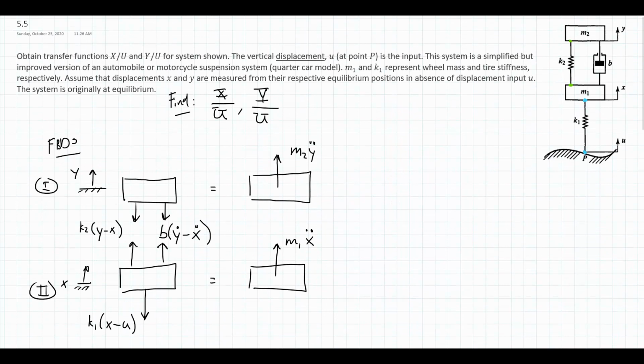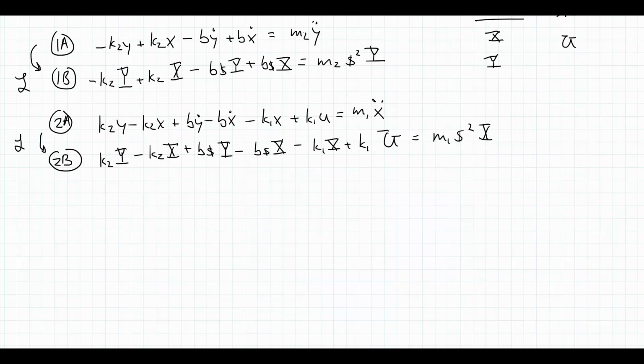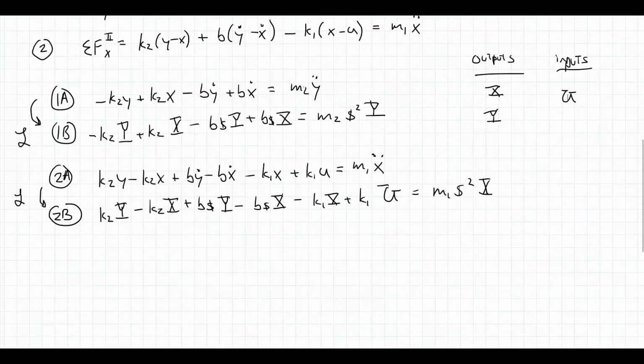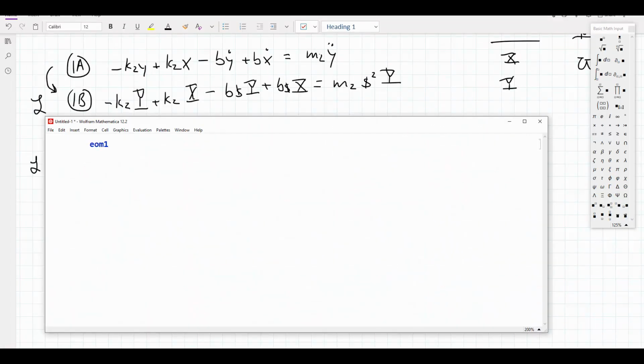In this example, for both transfer functions, x is an output and y. Because we have two equations for these two outputs, I am going to use Mathematica to simplify the algebraic work that we're going to have to do. In Mathematica, I will put in my two equations of motion. So equation of motion 1, I have a negative k2Y plus k2X minus bsY plus bsX double equals m2 s squared Y. Right, so that is 1b translated into Mathematica.